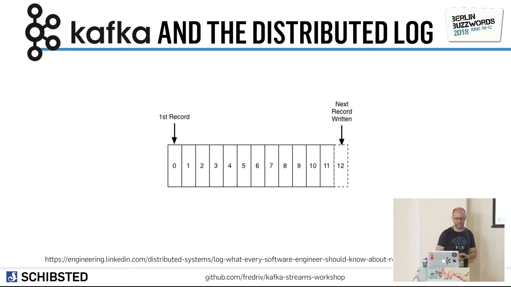So Kafka is essentially a log-based system. You can think of, in principle, Kafka writes events to an immutable log. You start at the beginning and you just append events to the end. And you can essentially keep the events for as long as you want.